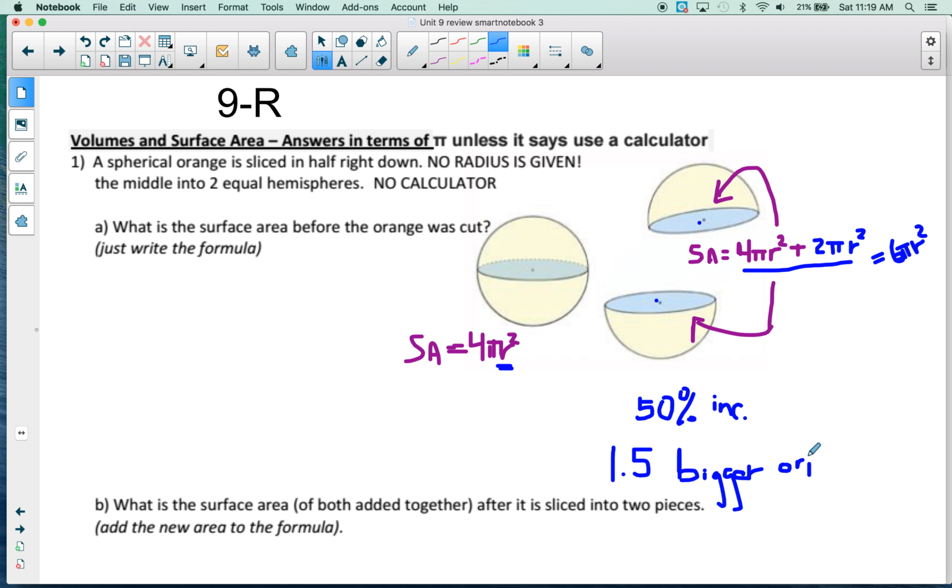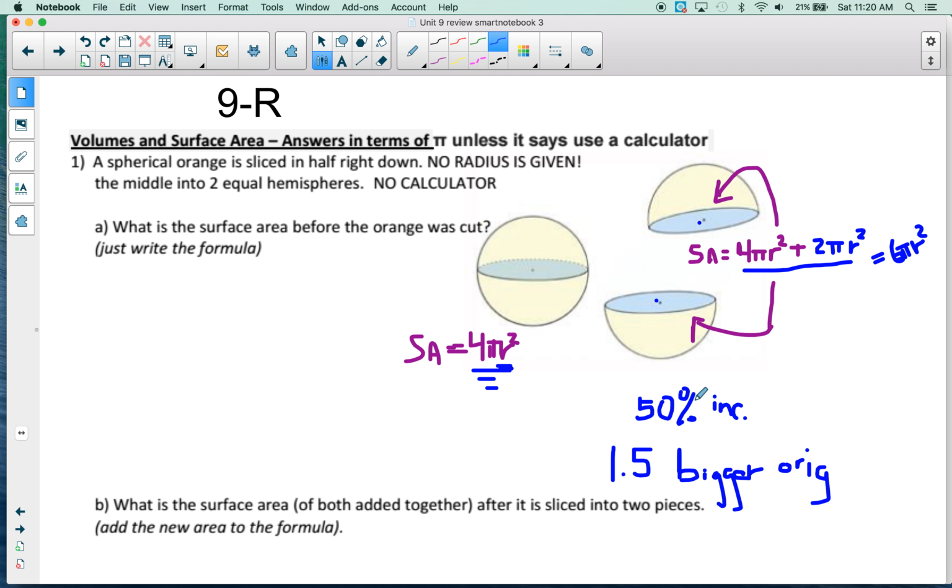You might also say, and it would be correct to say, it's 150% of the original. It's 150% surface area compared to the original, which means it went up 50%. So in other words, it's the same size, it's the same 4 pi r squared, plus some more. That's a 50% increase for a total of 150% of the original.